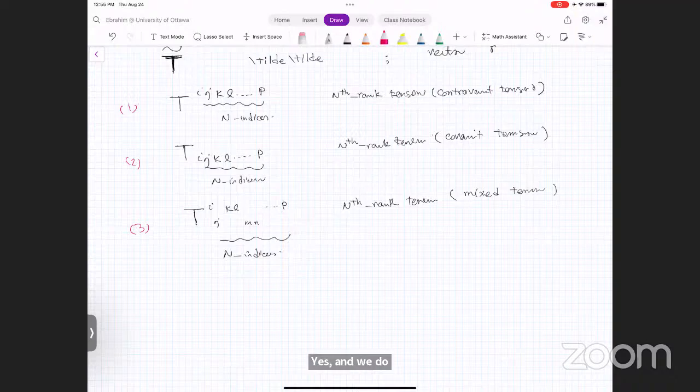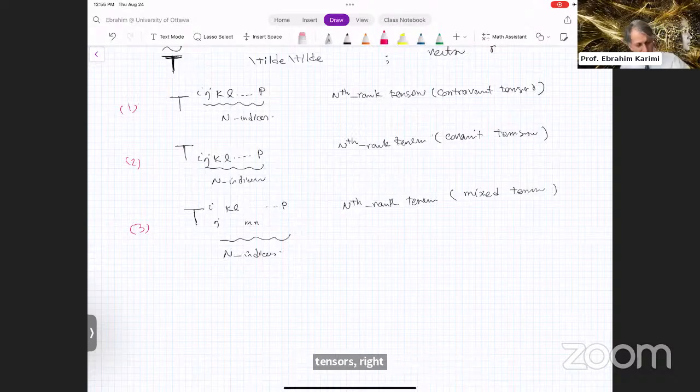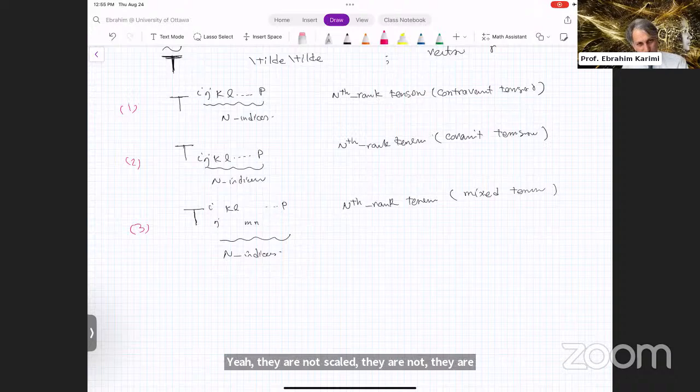Amir Hussein has asked, I assume that all physical anisotropic characteristics in matter are represented by tensors, right? No, that's not correct. For example, spinors are not tensors, they are not scalars, they are not vectors.